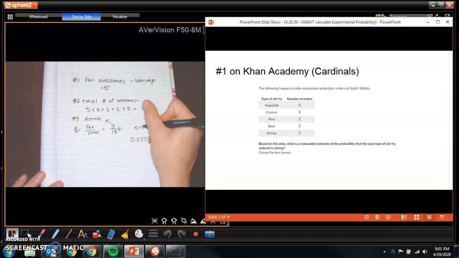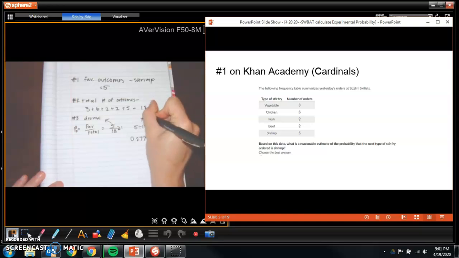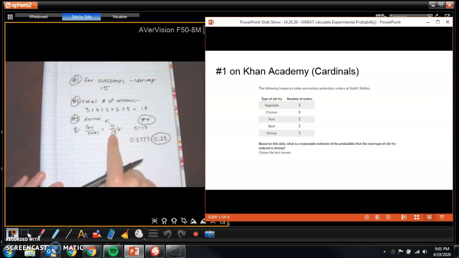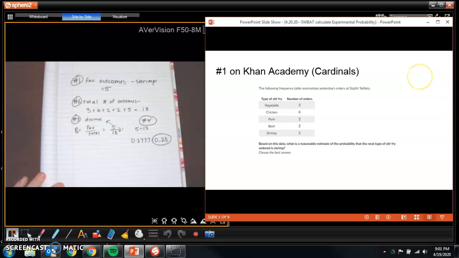So this right here was our criteria for success number 4. We had to convert this fraction to a decimal.